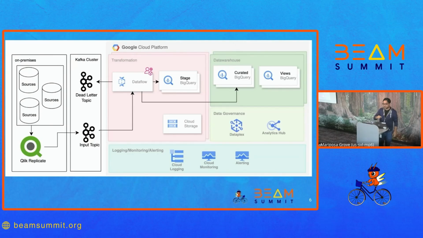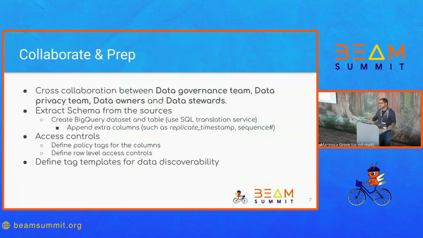Why we wanted to provide that flexibility is that there are really some domains where you want more granular control. So to flow the data in this particular architecture, the most important step was collaboration and prepping for it, right? This was the most crucial and important step, where the teams from data governance, data privacy, data owners, and data stewards all come together and define what your policy tags look like. If there is any row-level security access control that has to be defined, they might come up with business tag templates so that you have better data observability, right?